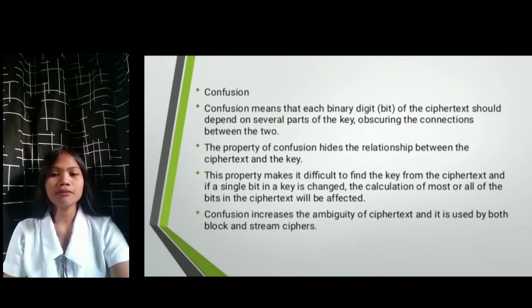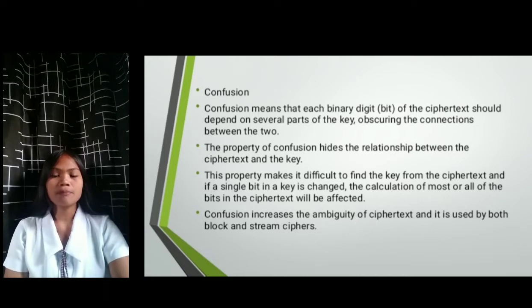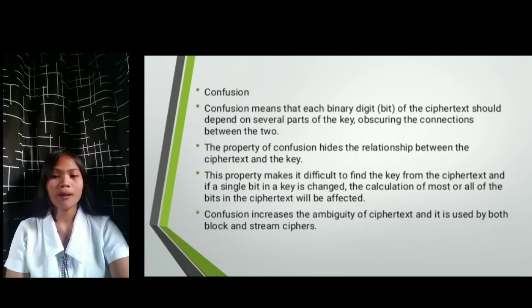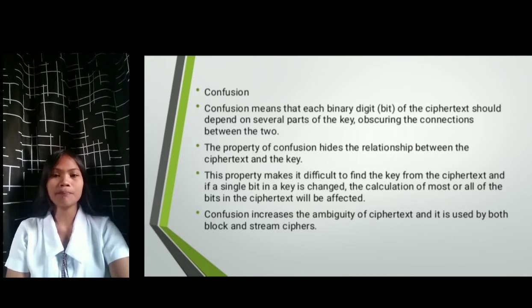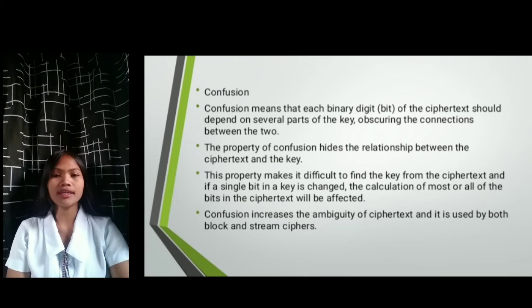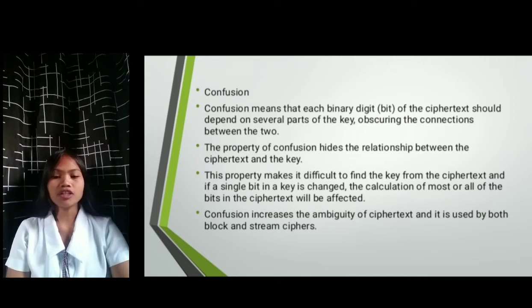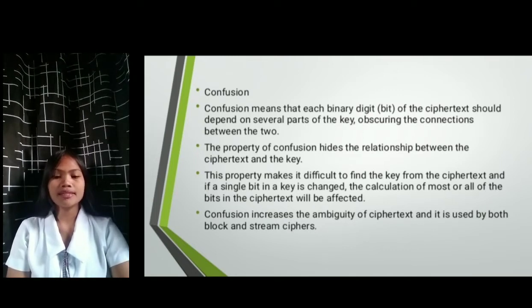Confusion means that each binary digit, or bit, of the ciphertext should depend on several parts of the key, obscuring the connection between the two. The property of confusion hides the relationship between the ciphertext and the key. This makes it difficult to find the key from the ciphertext, and if a single bit in a key is changed, the calculation of most or all of the bits in the ciphertext will be affected. Confusion increases the ambiguity of ciphertext, and it is used by both block and stream ciphers.